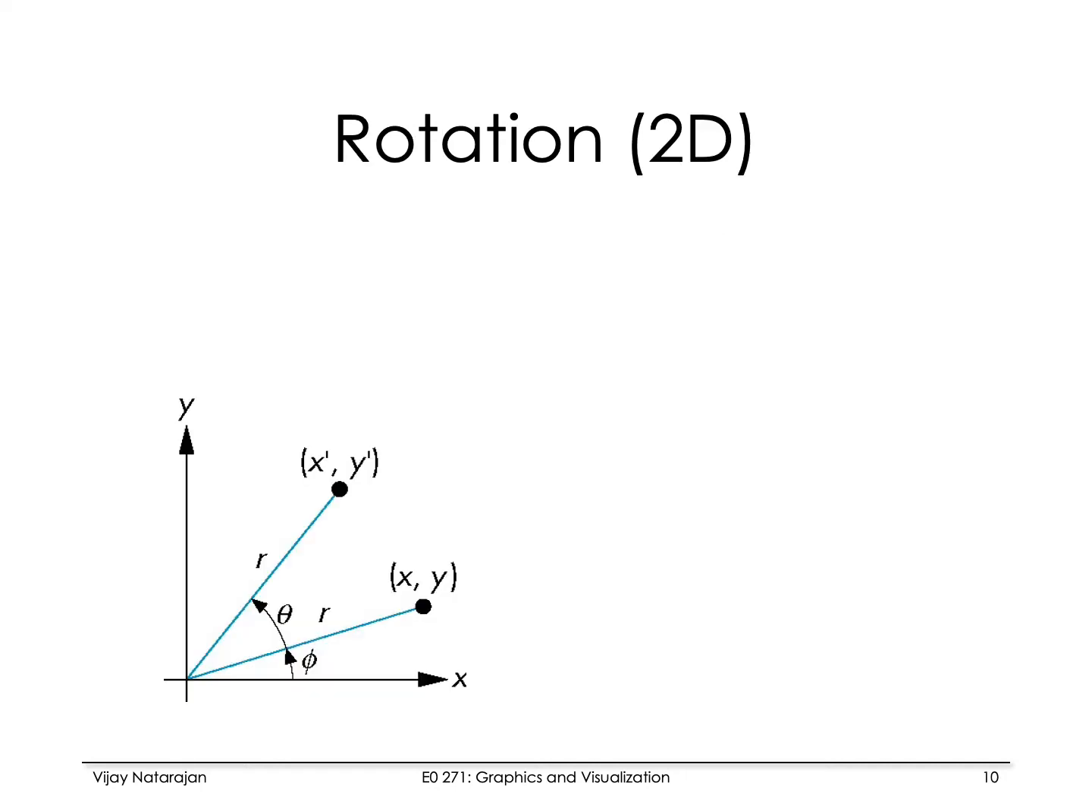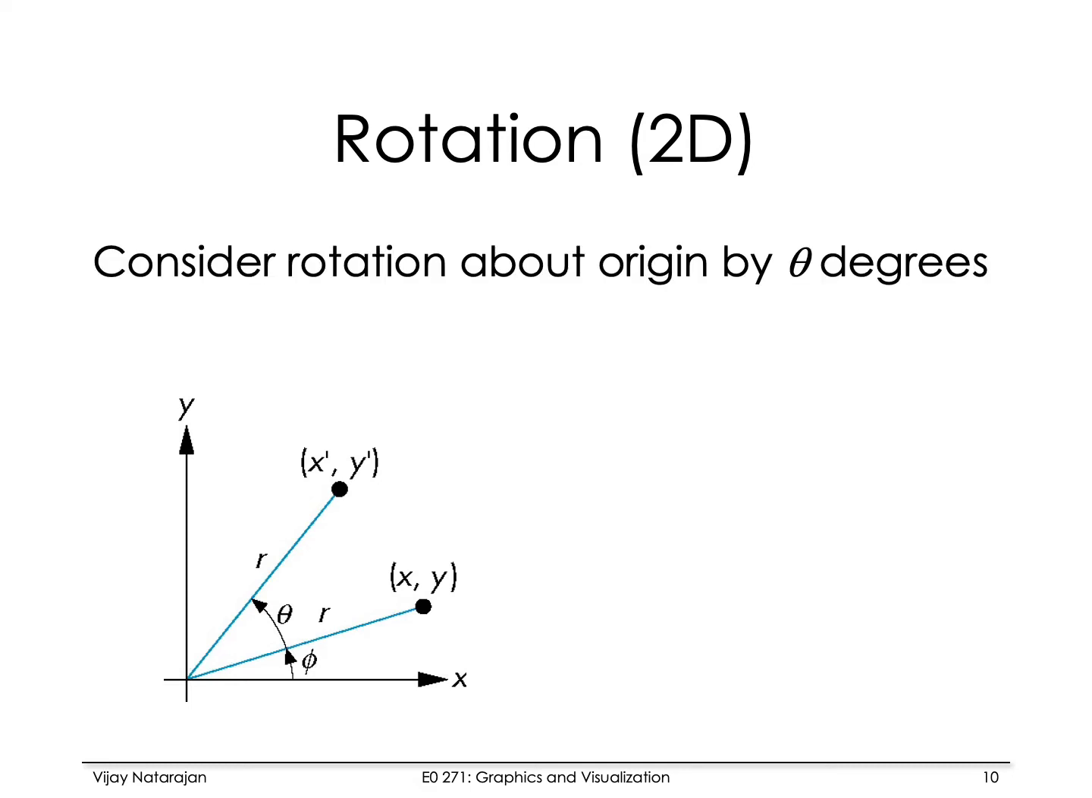Let's move to another simple transformation, rotation. So here we want to take x, y and rotate it about the origin to x prime, y prime. We note that the point x comma y subtends an angle phi with respect to the x-axis. So consider the rotation of this point by an angle theta. x comma y can be written in the polar coordinate form as r cos phi and r sin phi.